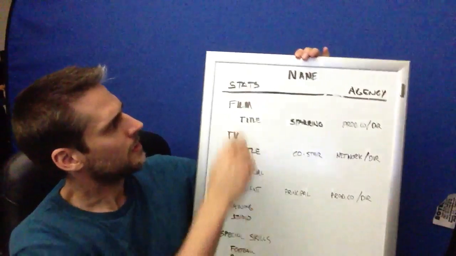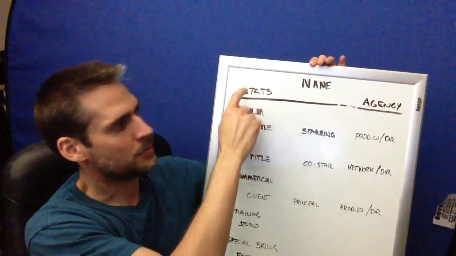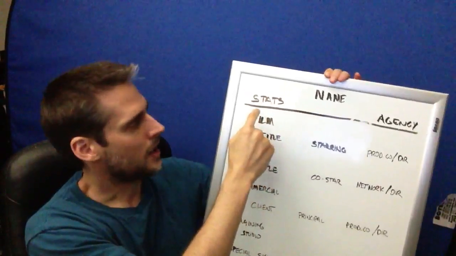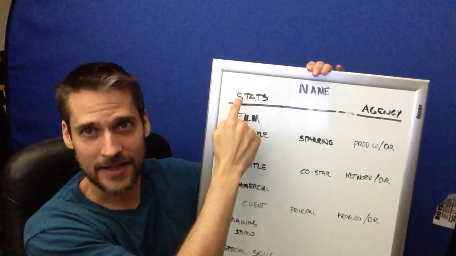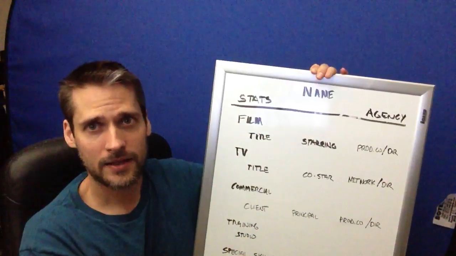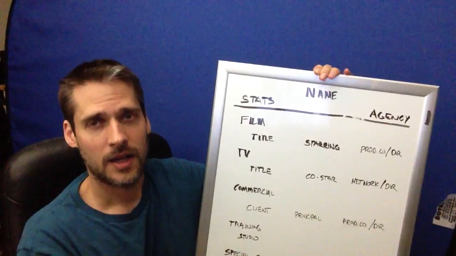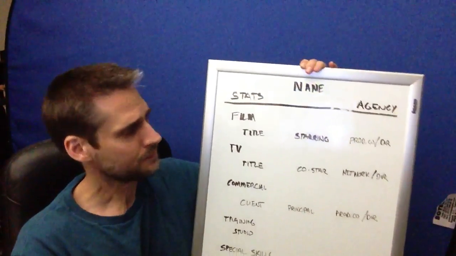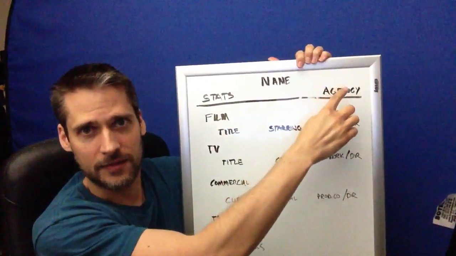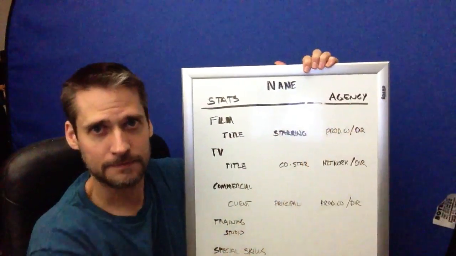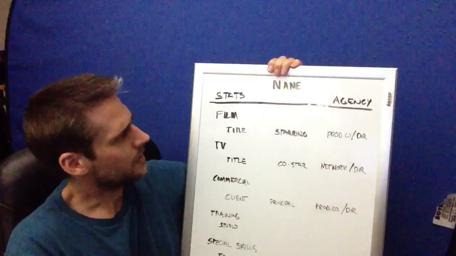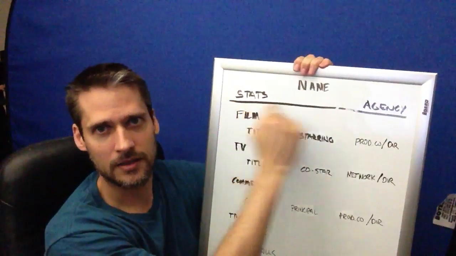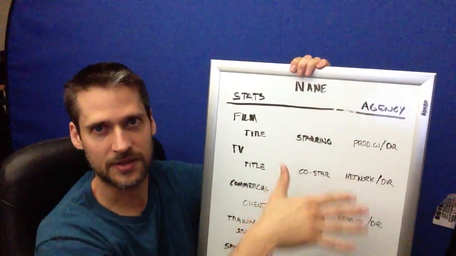On the left side, and this doesn't matter, you can put it on the left or you can put it on the right, whatever. I like to put the stats, my height, weight, eye color, hair color. That way casting directors know what my build is and what my look is. I put my agency contact information on the right there. I like to do a little underline there just to kind of separate the section.